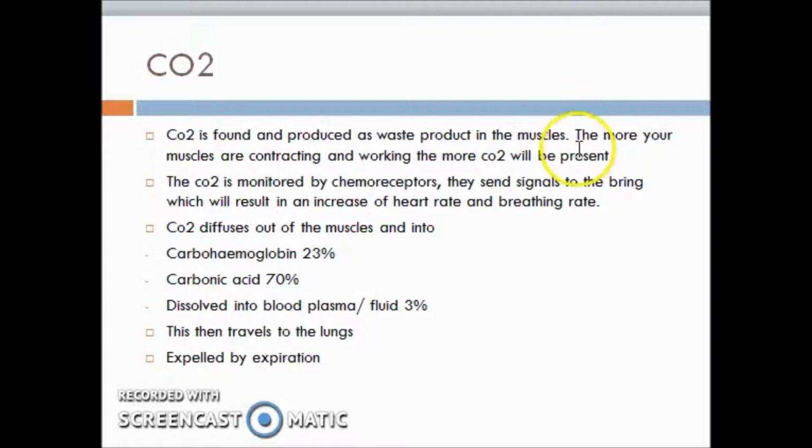And obviously we see the percentages here of where the CO2 actually diffuses out of the muscles. We have the carbonic acid dissolved into the water and the plasma and the fluid, and also the carbohemoglobin. It then goes through the blood and travels to the lungs, where, again, as I said before, it's expelled by expiration or breathing out, and actually gets rid of the waste product, which helps the body, so that the rate of fatigue is decreased. If you're getting rid of this waste product, your muscles won't fatigue as quickly.